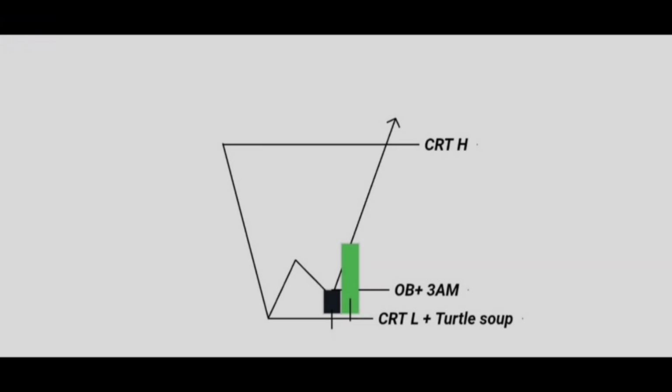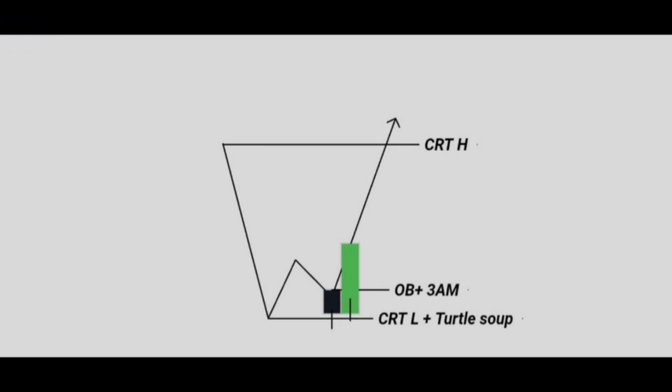If it does not close above the candle that swept the low or the high, that means it is not valid. Do not take the trade. Even if it wicks above it, it's still not valid. It must close above the last candle that swept the low or the high with a body close. That is a valid setup.